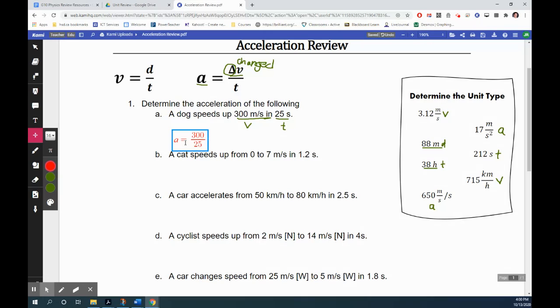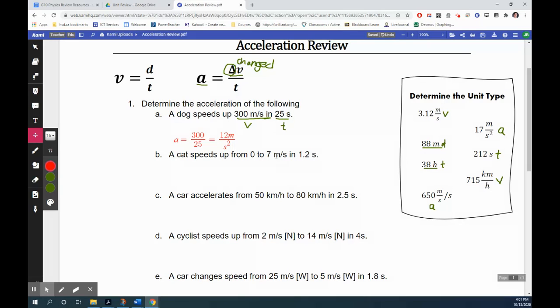And what do we get? We get 300 divided by 25 gives us 12. And our units are meters per second squared. Okay, because those are the units for acceleration if it's meters per second per second. Okay, meters per second squared, just like this.